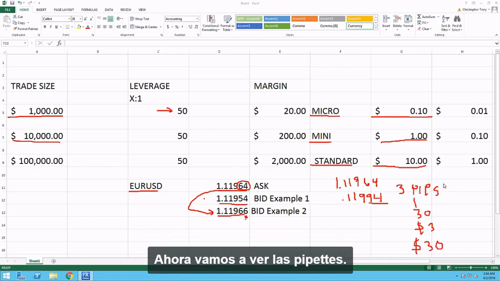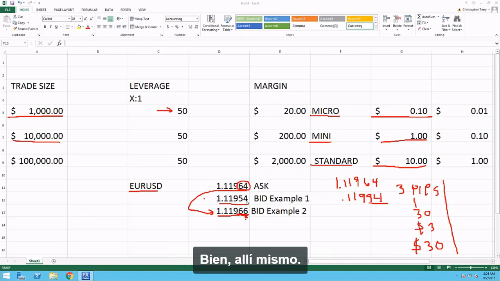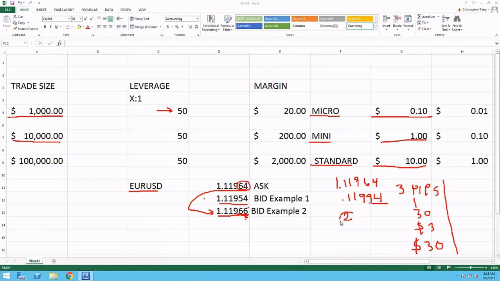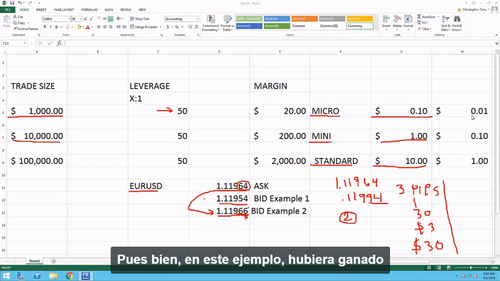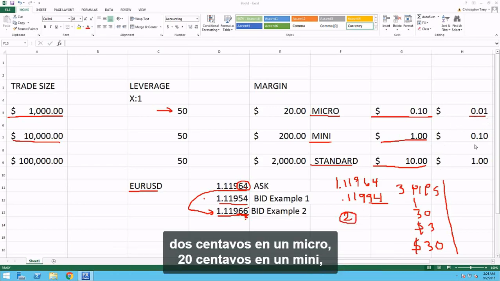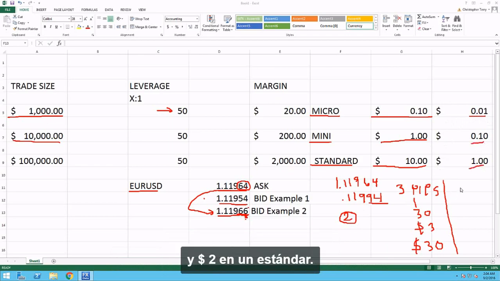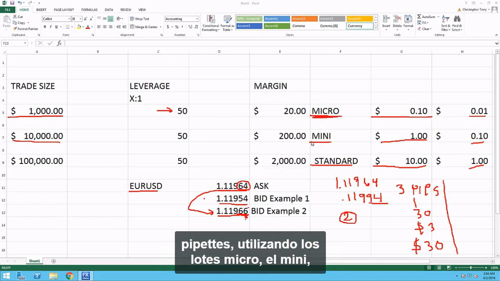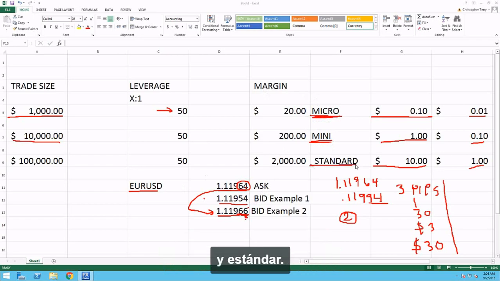Very simple. Now, let's look at pipettes, for example, right here. Let's just say you went from 64 to 66. 2 pipettes. Well, in this example, you would have made 2 cents on a micro, 20 cents on a mini, and $2 on a standard. So that's how you read the bid, the price using the pipettes on the micro, the mini, and the standard lots.